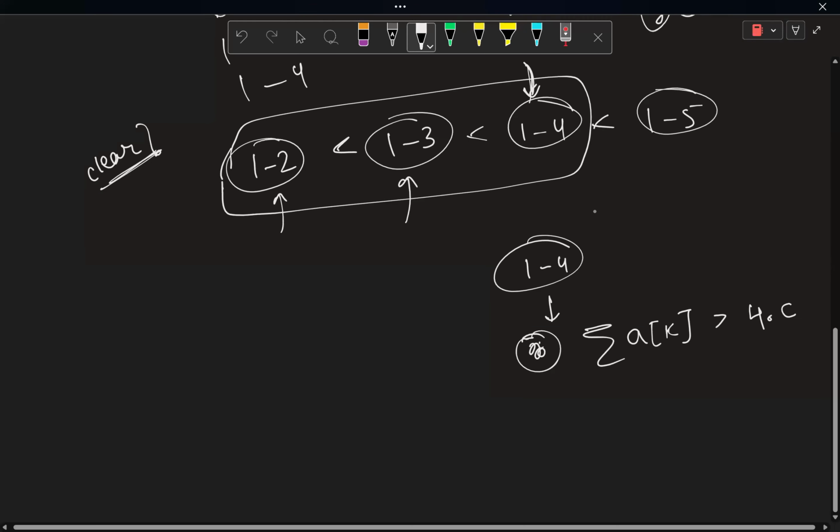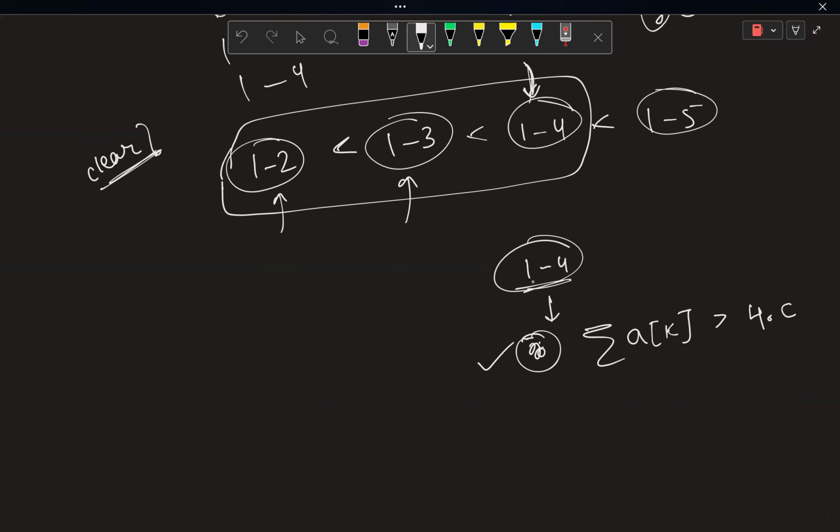It means this part, if you are able to connect 1 and 4, right? Just please confirm this part. If you are able to connect 1 and 4 together, it means that the summation of all the nodes which are directly or indirectly connected with 1 or 4 is greater than 4 into C.